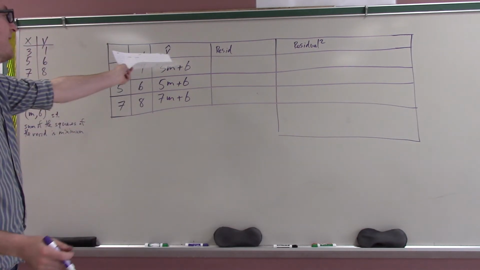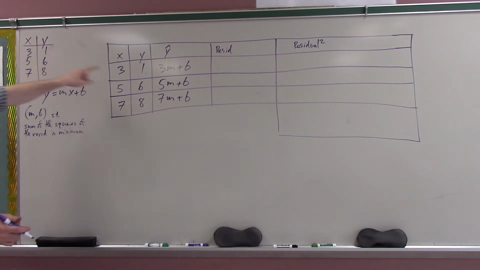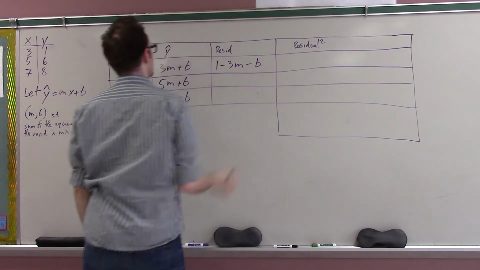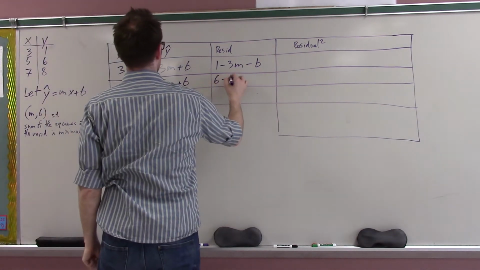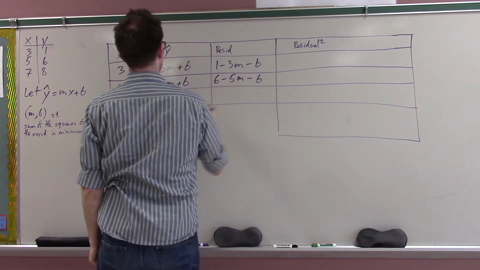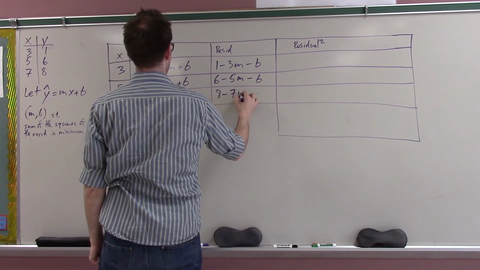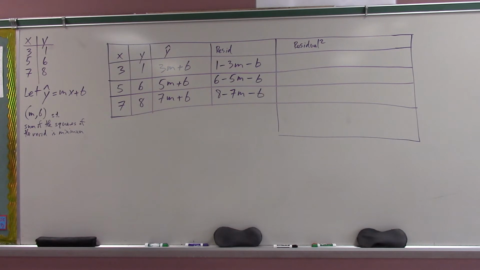Okay, now we calculate the residual for each one of these numbers. Well, the residual is y minus y hat. So for this first one, it's going to be 1 minus all this. So 1 minus 3m minus b. Here it's going to be y minus y hat, so 6 minus 5m minus b. And here it is going to be 8 minus 7m minus b. Okay, and now we have to square these numbers.